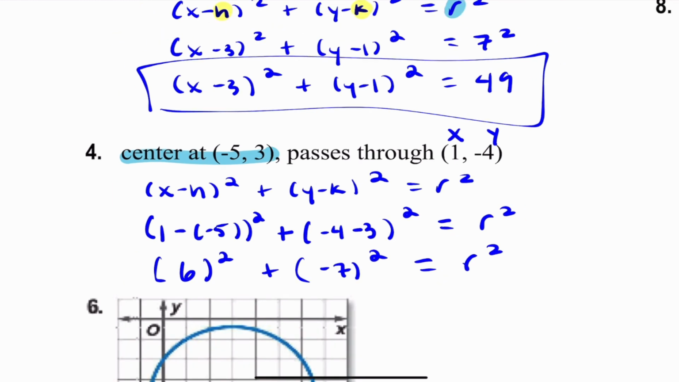So 6 squared is 36, and 7 squared is 49. Sorry, (-7) quantity squared, which is 49. So I have 36 plus 49. So 36 plus 49 is... Sorry, I gotta figure this out. 36 plus 49 is 85. So r squared is 85.